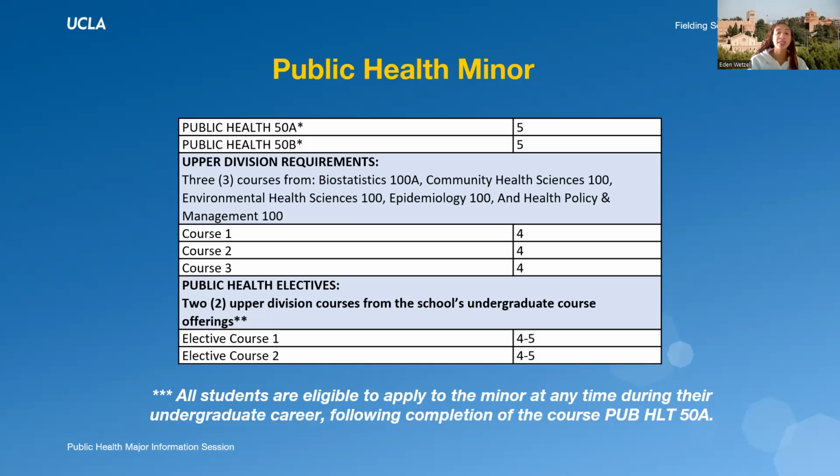So as you can see here, the public health minor is a lot shorter than the actual degree program. You'll be taking 50A and 50B as your prep courses, and then a total of 5 upper division courses in various departments throughout the Fielding School. You'll do 3 core classes and then 2 electives of your choosing. So it's a little bit shorter, and it's helpful if you're interested in the field of public health, but not sure if you want to do the full degree program.